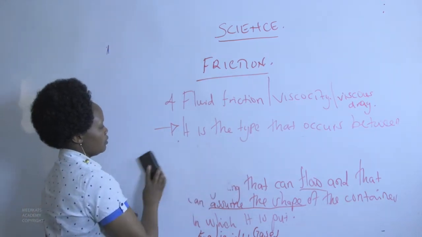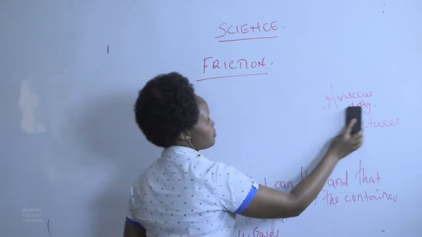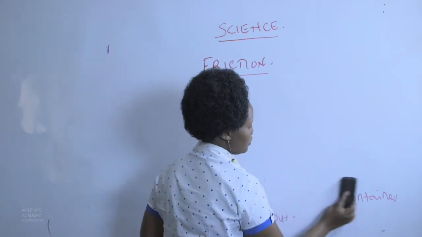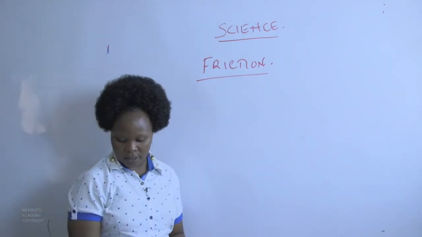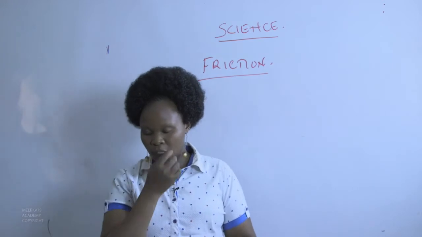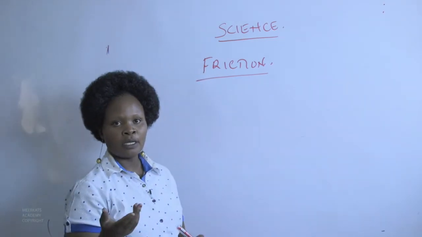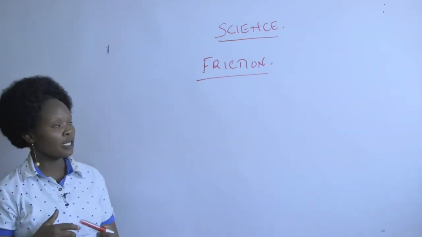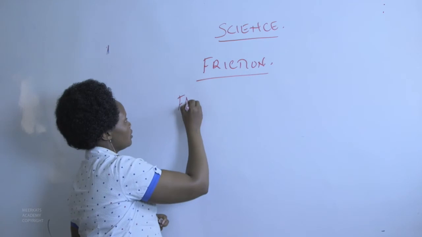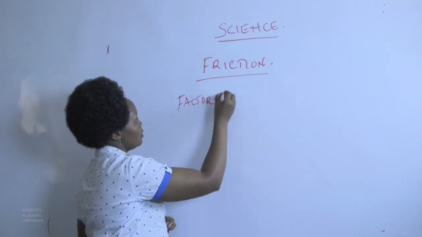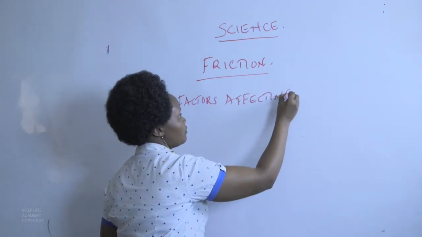Now, we have looked at the types of friction that we have in nature, and now we ask ourselves, what affects the amount of friction that is going to be experienced by the two surfaces that are in motion? That brings me to the factors affecting friction.